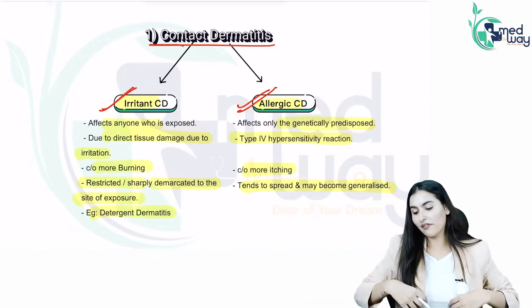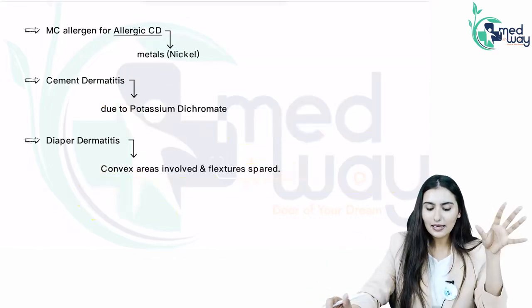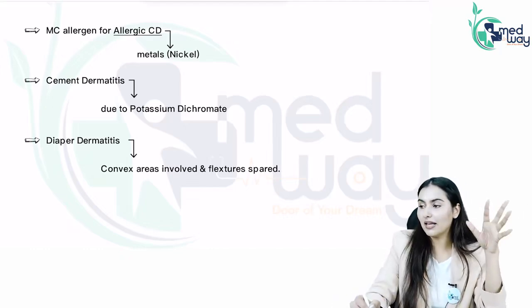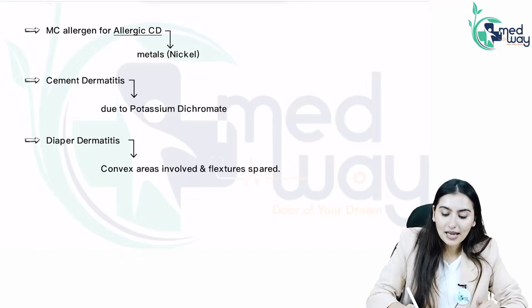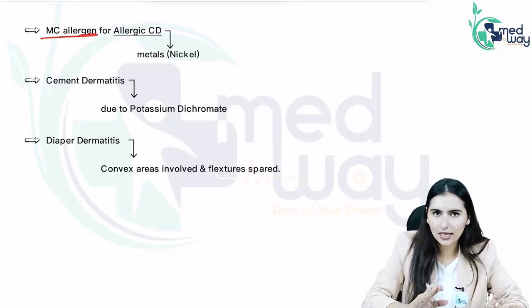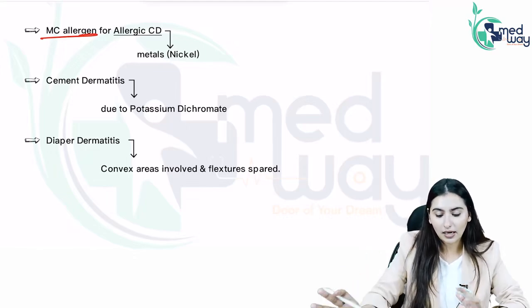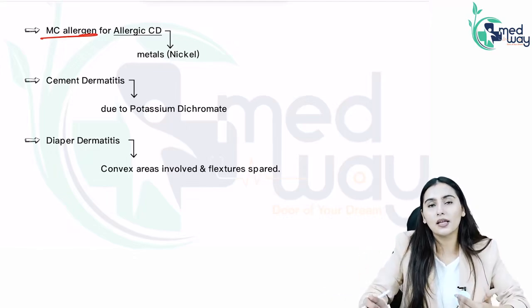This is the easiest way I could have explained it. I hope you get it. The next thing is that there are certain things you need to remember. These are one-liners, but very important one-liners. Most common allergen. We saw irritant contact dermatitis and allergic contact dermatitis. Now in that allergic contact dermatitis, what is the most common thing that is causing allergy?